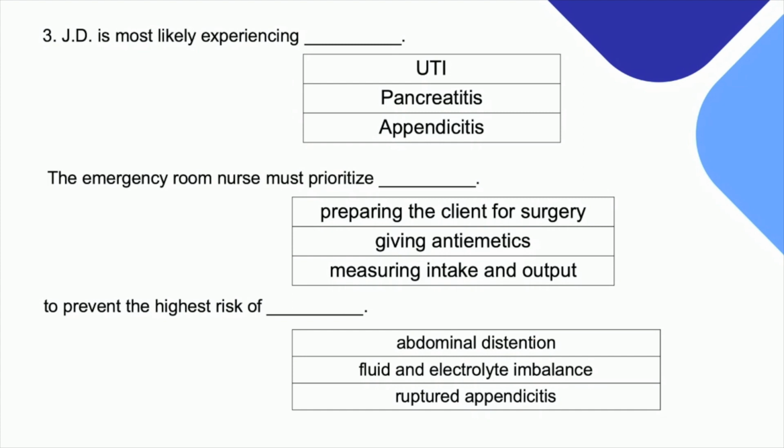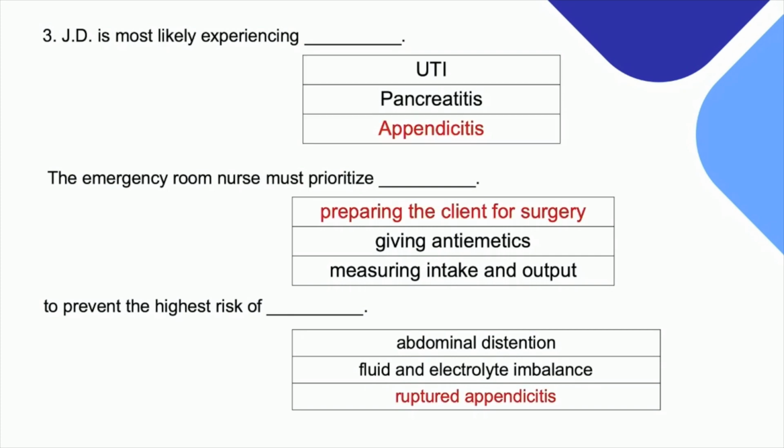So this is a choice with 3 options that you have to get correct. This is the XYZ choice, right? The emergency room nurse must prioritize which of the following? What would you choose? Preparing the client for surgery, giving antiemetics, or measuring intake and output. What is going to be the best answer for this slot here? And then to prevent the highest risk of, what are we worried about? Abdominal distension, fluid and electrolyte imbalance, or ruptured appendicitis. What are we going to be worried about?